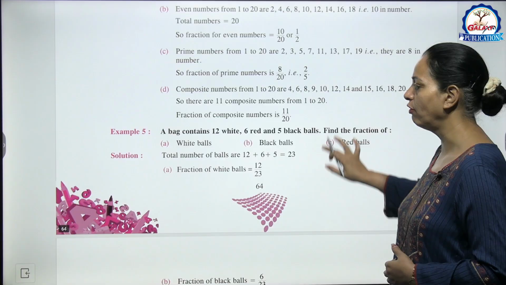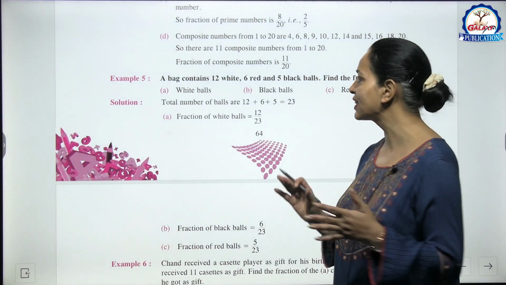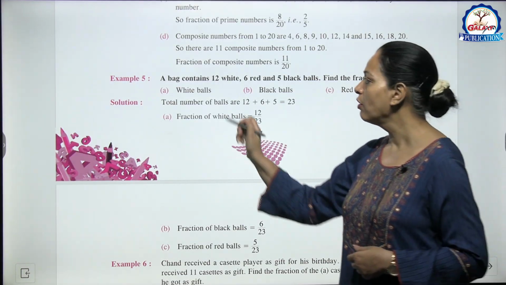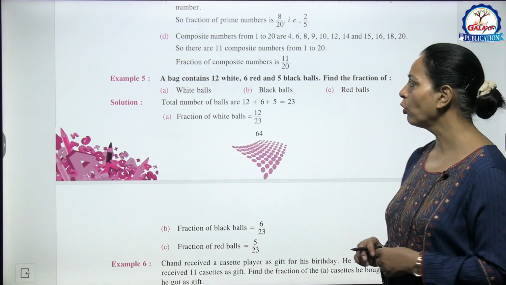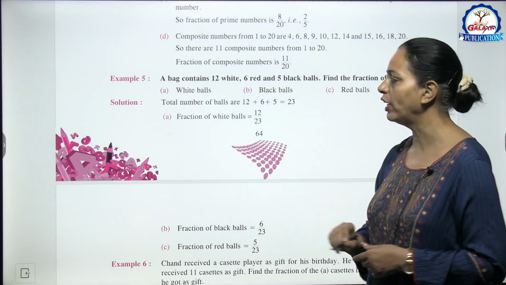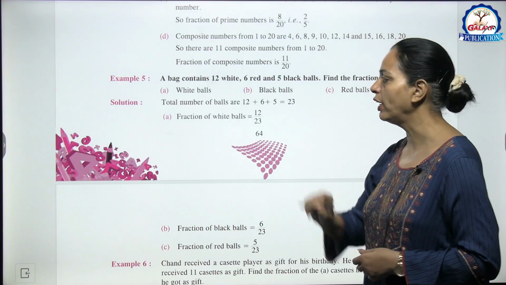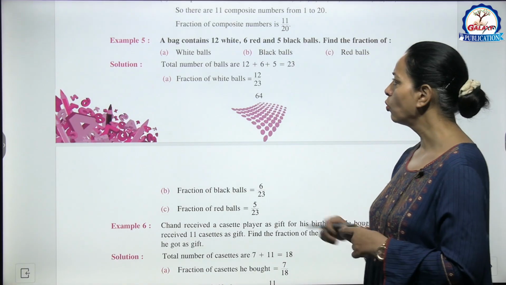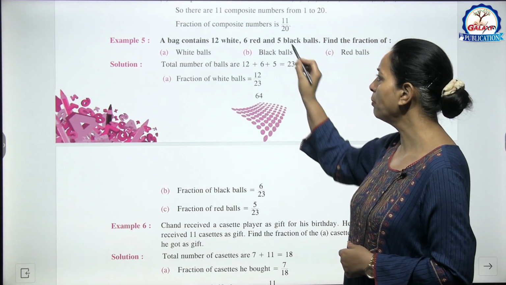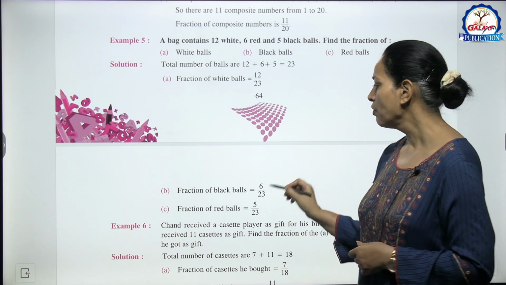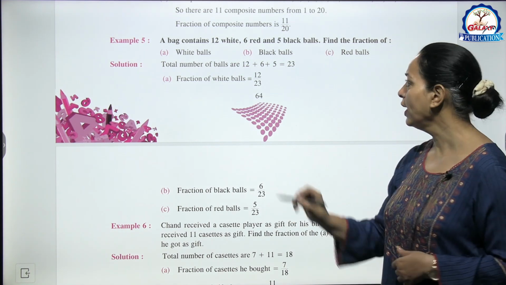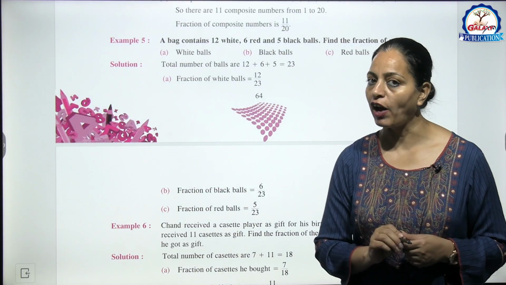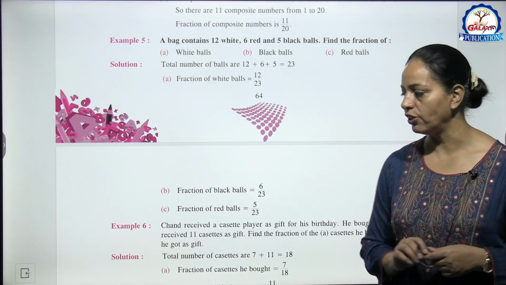Now example 5. A bag contains 12 white, 6 red and 5 black balls. So find the fraction of A part, white balls. So total number of balls 12 plus 6 plus 5, that is 23. So 12 upon 23 is the fraction of white balls. Now B part, black balls. How many black? 5. So fraction is 5 upon 23. Okay. Then C part, red balls. How many red? Red balls 6. So fraction is 6 upon 23.